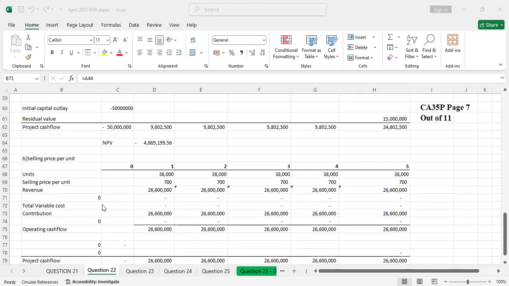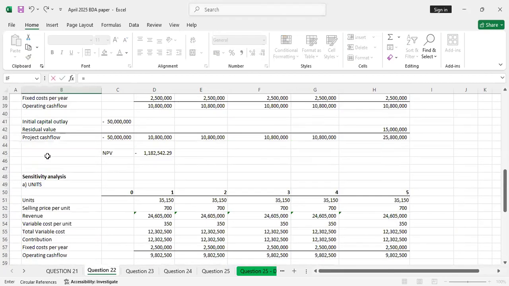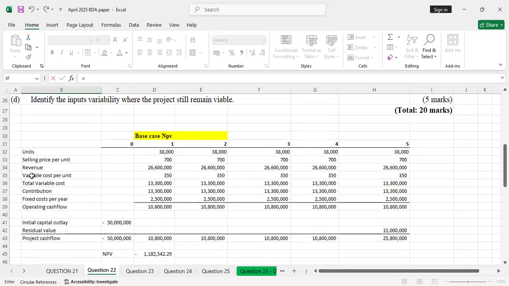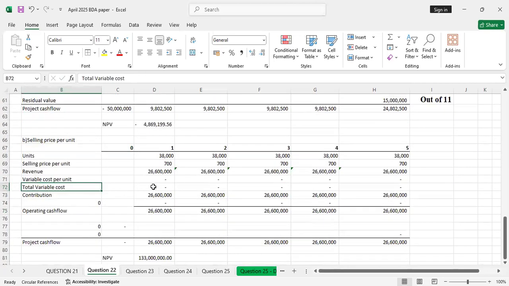Yeah, so we'll copy that. Then we will also copy this variable cost per unit from the original data. Don't confuse. Variable cost per unit from the original data.